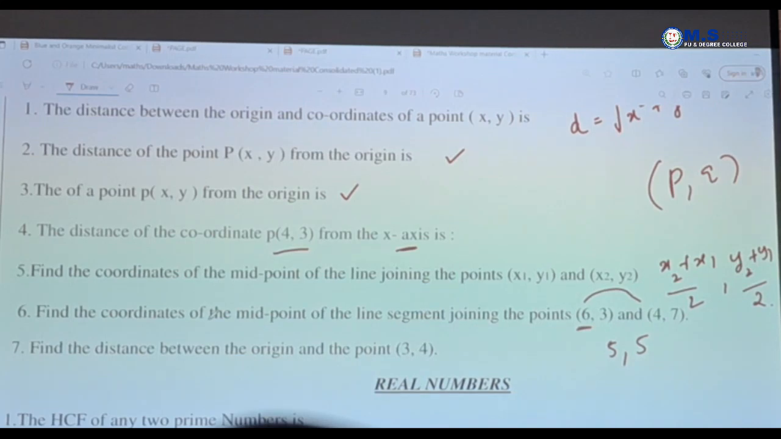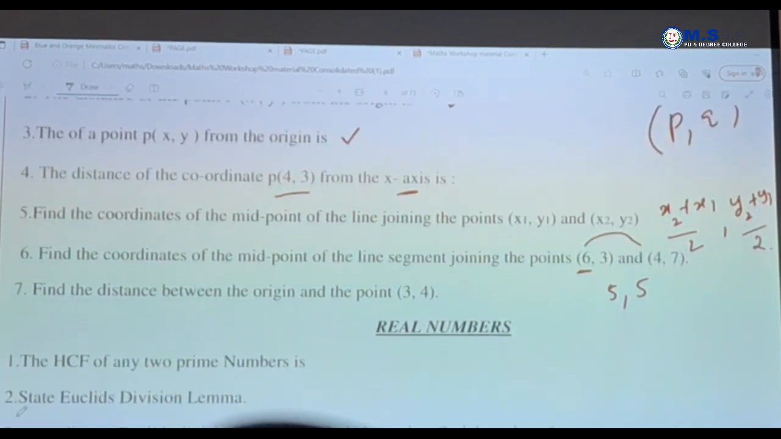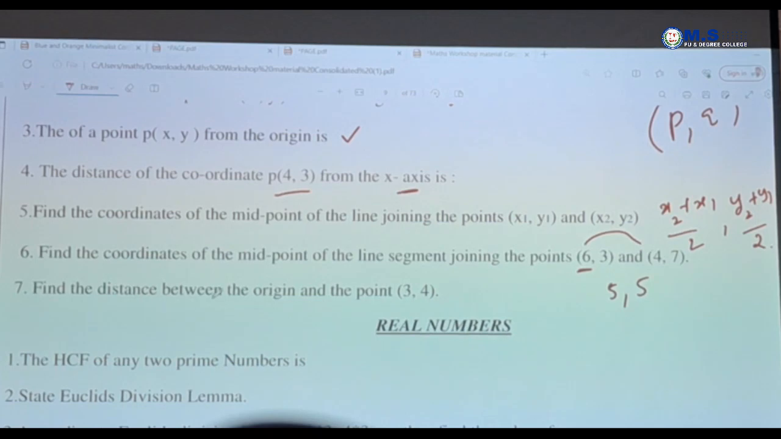For 1 mark MCQs, nobody is going to check the working. You can roughly read the workspace provided, and you can directly get the answers. Find the distance between the origin and the point. It is the square root of 3 square plus 4 square, which is equal to 9 plus 16, 25. Square root of 25 is 5 units.